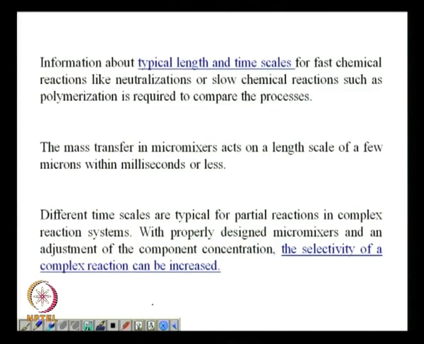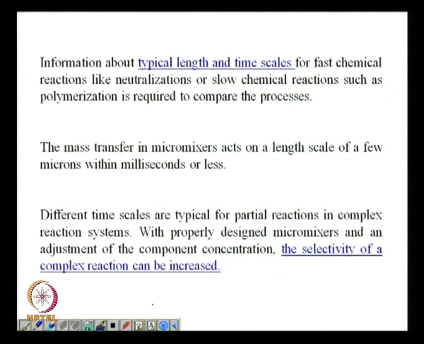So, information about this typical length scale and time scale for fast chemical reactions is necessary in order to compare the processes. The mass transfer in micro mixers acts on a length scale which could be a few microns, and the time required would be a few milliseconds or less.